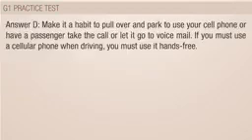Answer D. Make it a habit to pull over and park to use your cell phone, or have a passenger take the call, or let it go to voicemail. If you must use a cellular phone when driving, you must use it hands-free.